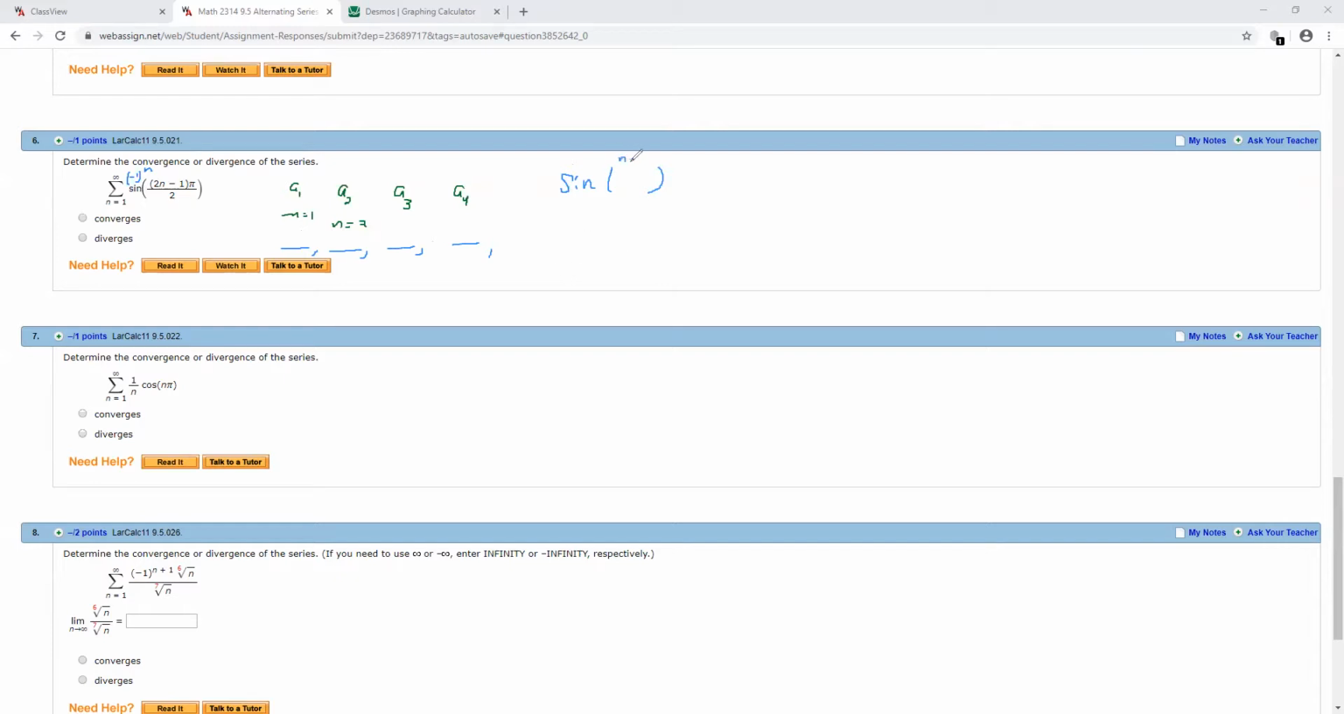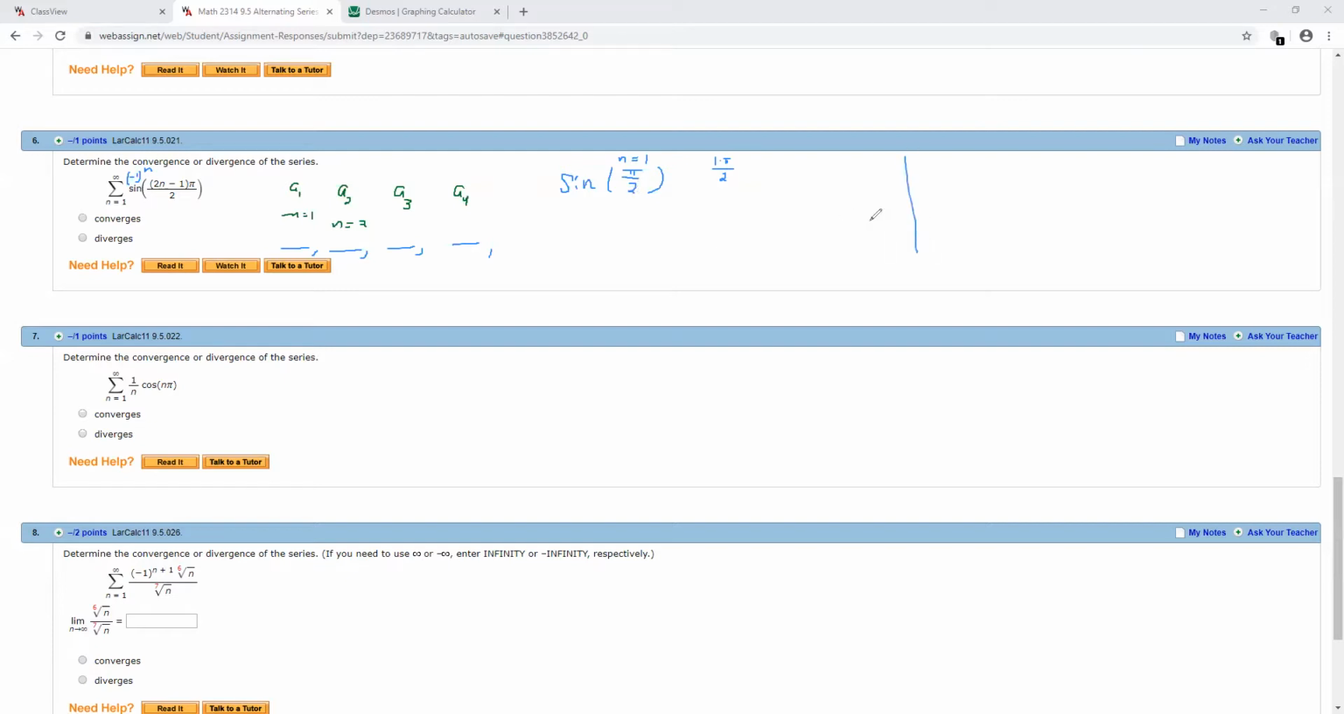So when n equals 1, 2 times 1 is 2. 2 minus 1 is 1. And we get 1 pi over what? Over 2. 1 pi over 2. Do we need to write the 1? No. So we get pi over 2.